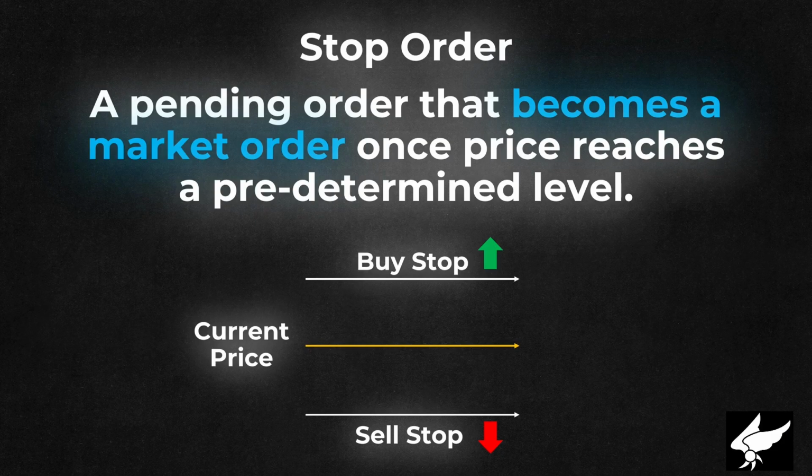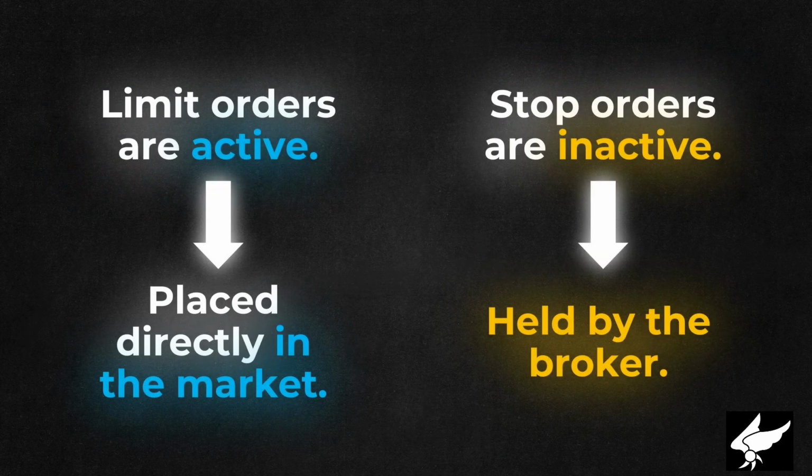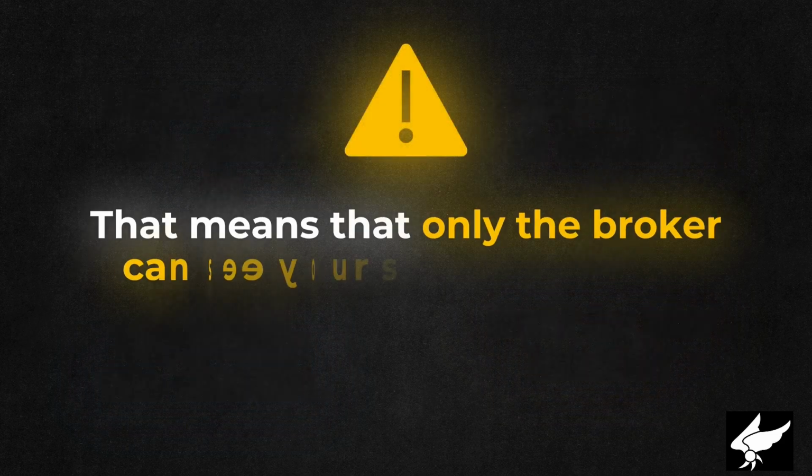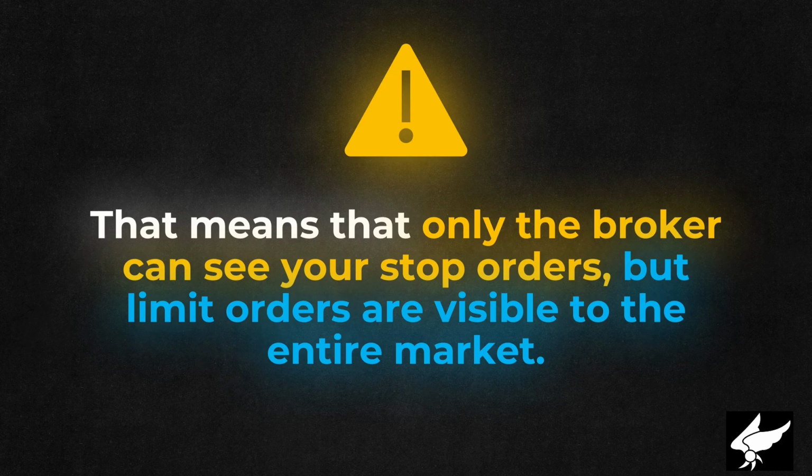One key difference between stop and limit orders is that limit orders are active, meaning that they are directly placed in the market, while stop orders are inactive, meaning that they are held by the broker. If the market reaches the level where the stop order was placed, the broker immediately transforms it into a market order. That means that only the broker can see your stop orders, but limit orders are visible to the entire market. So to make this absolutely clear, let's analyze the types of orders involved in a simple trade with stop loss and take profit orders.